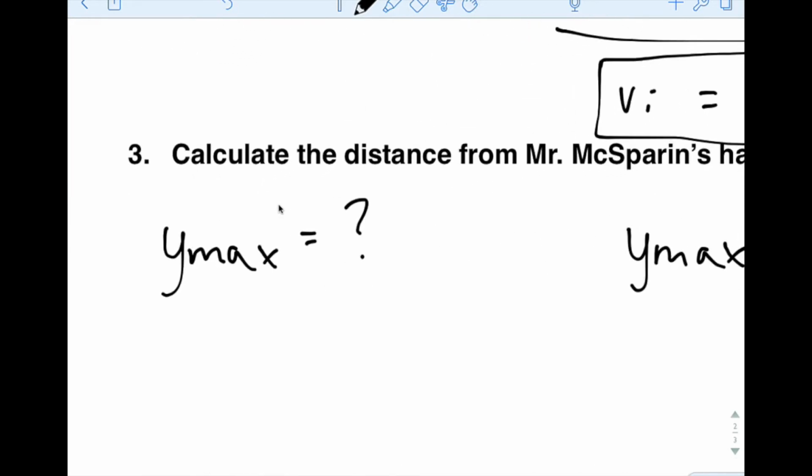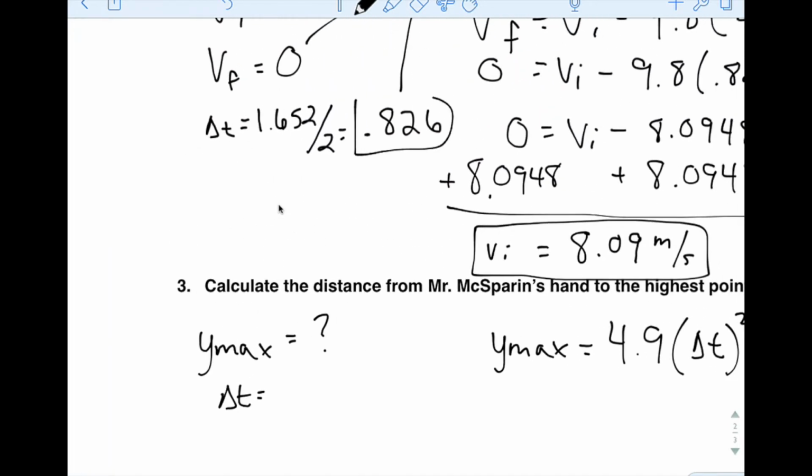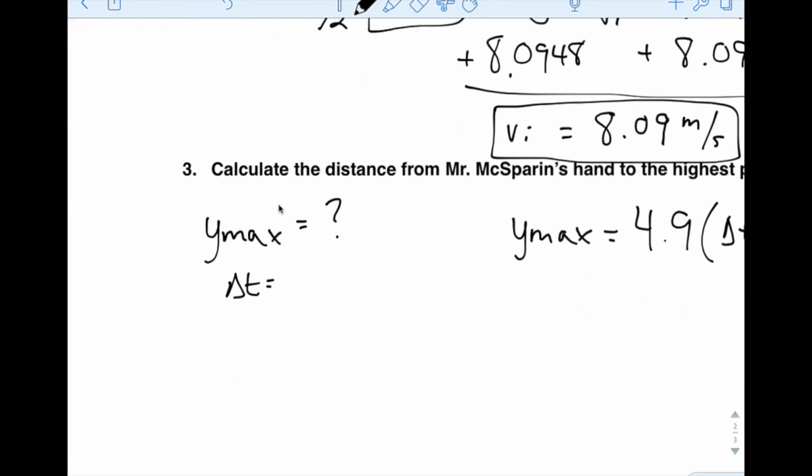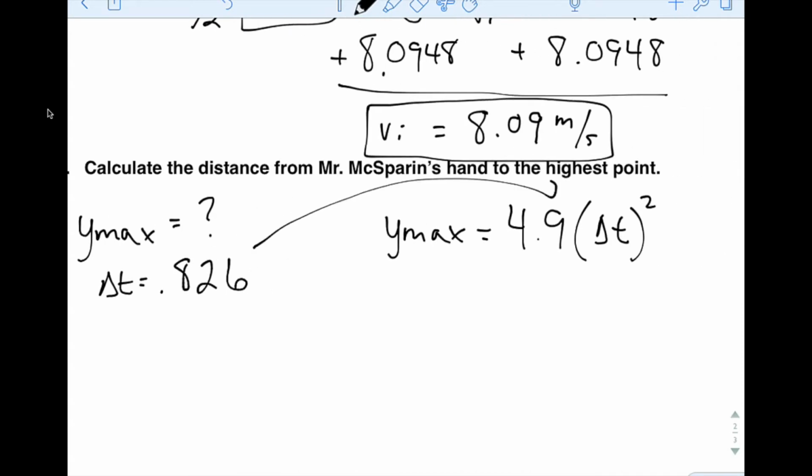So that means I need to know delta t. What was my delta t? Well, I looked up here, and delta t was 0.826. Remember, we're only talking about the time to the highest point. We're not talking about it coming back down. That's why I'm still using half of that time that I found on LoggerPro. All right, so 0.826, we're just going to plug it in right there.